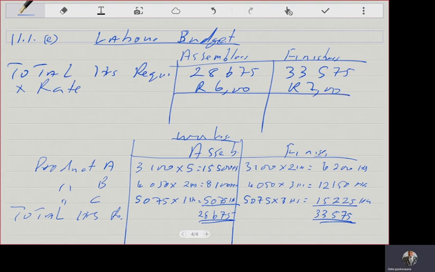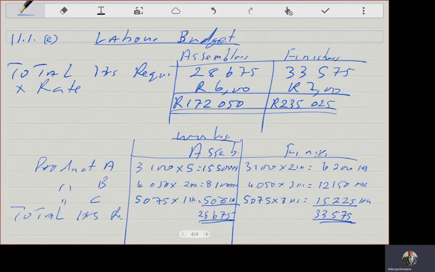Then that gives us a total of 172,050. And this side you have now your 235,025. And you say that this is my labor budget. So if you like, you can add and get your total. That's up to you, if you want to do it like that.